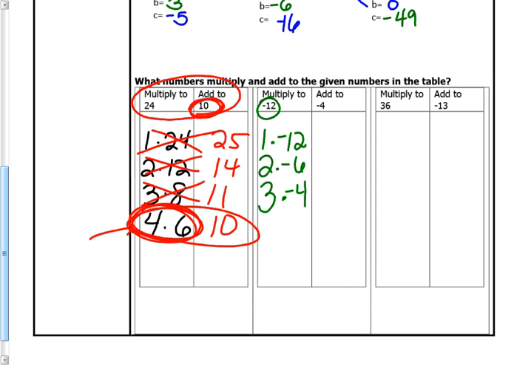So if I have 1 plus negative 12, that's actually going to give me a negative 11, so that's not going to work. If I have 2 plus negative 6, that's going to give me negative 4. And that's actually what I'm looking for, right? I wanted it to add to negative 4. So here's my magic pair right here, a positive 2 and a negative 6.